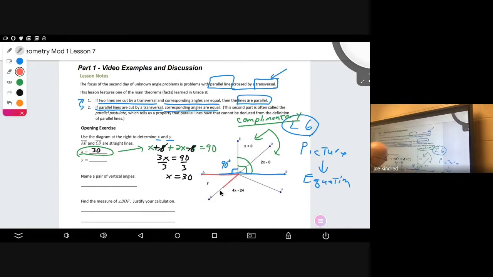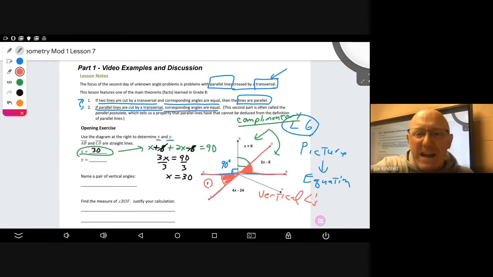In solving for y, for this angle right here, I noticed that these two angles are vertical angles, and we just learned about vertical angles. Vertical angles are equal, and so that allows us to set up an equation: picture, equation, solve.